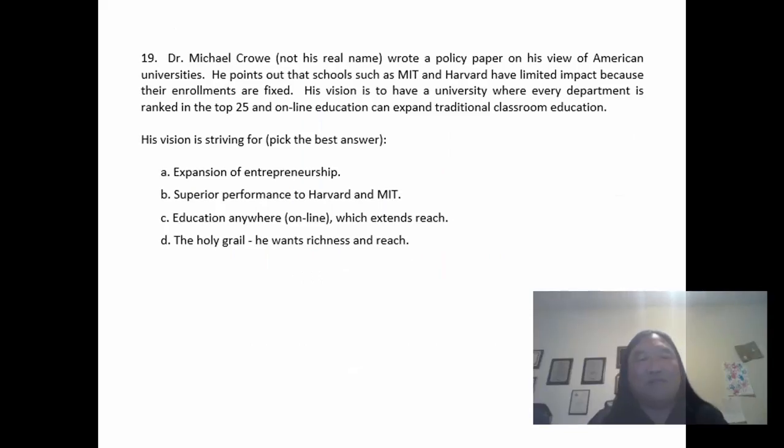Now, in terms of approaching the quiz, it's a multiple choice exam. In a multiple choice exam, it's important to play the exam. And so here's a sample from a question that I had in past quizzes. Dr. Michael Crow, not his real name, wrote a policy paper on his view of American universities. He points out that schools such as MIT and Harvard have limited impact because their enrollments are fixed. His vision is to have a university where every department is ranked in the top 25 and online education can expand traditional classroom education. His vision is striving for, and so you have to read every answer.